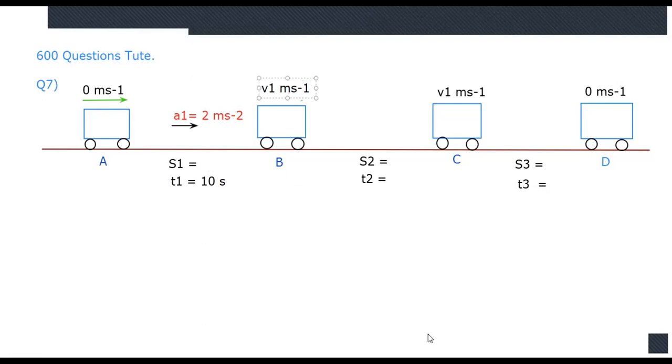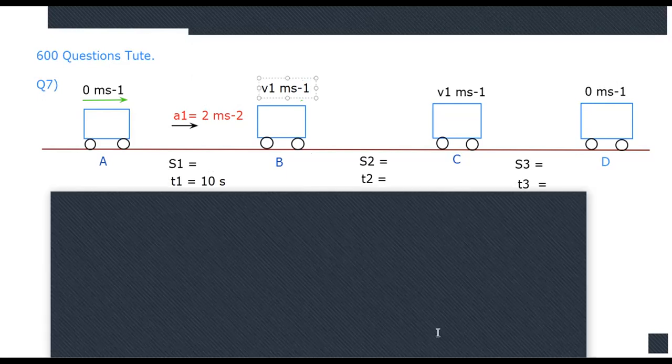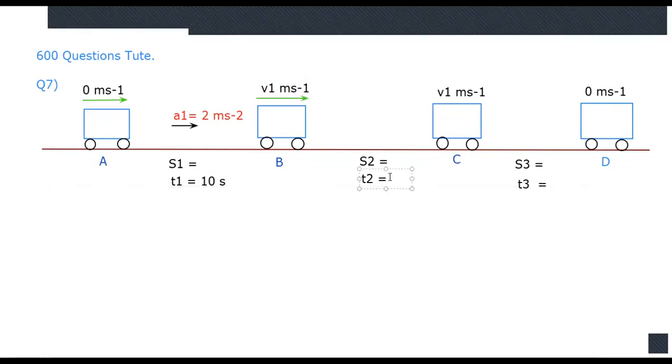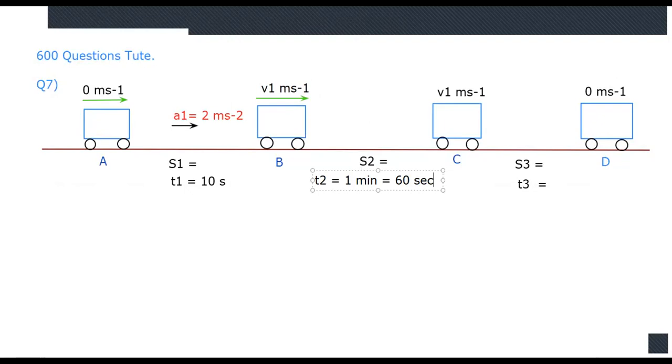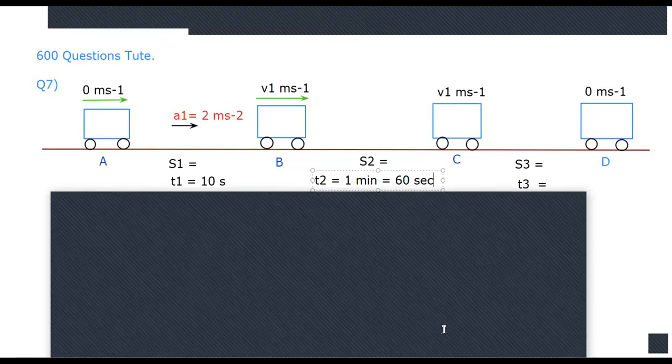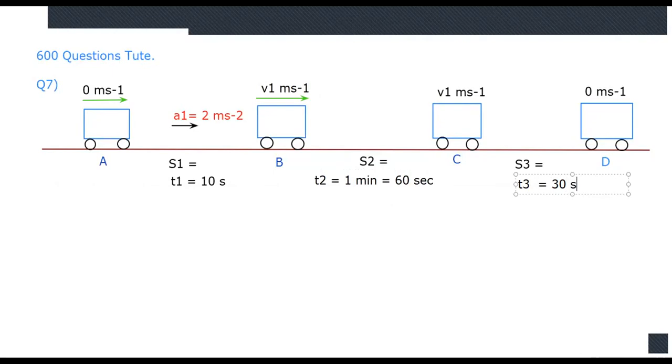So let me read the question and let's mark the given data. A car starts to move from rest. It travels the first 10 seconds with a constant acceleration of 2 meters per square seconds, and the next 1 minute with the obtained constant velocity. 1 minute means how many seconds, dear? 60 seconds. So T2 is also given. During the final 30 seconds, it decelerates with a constant rate and comes to rest. Final 30 seconds means T3. So T1, T2, T3 are given.